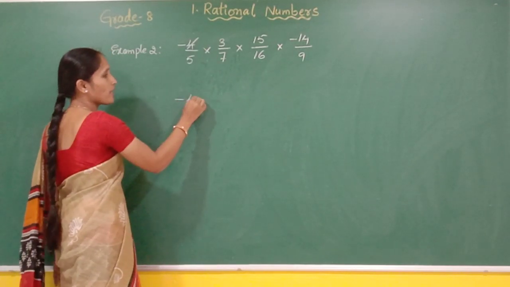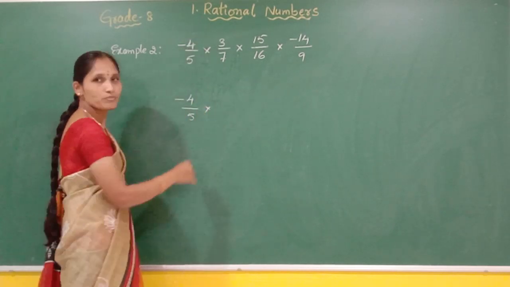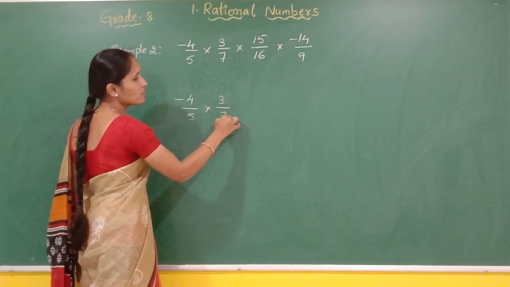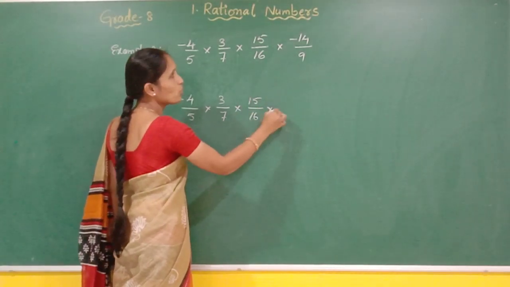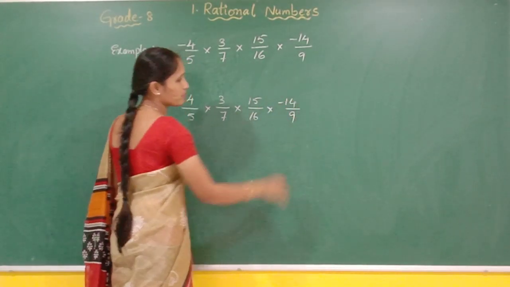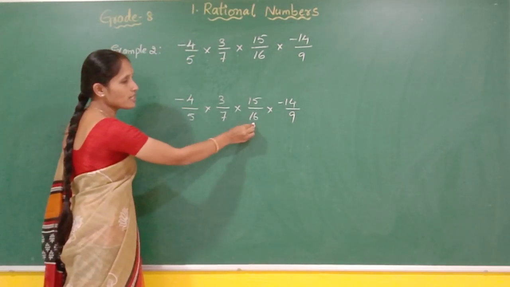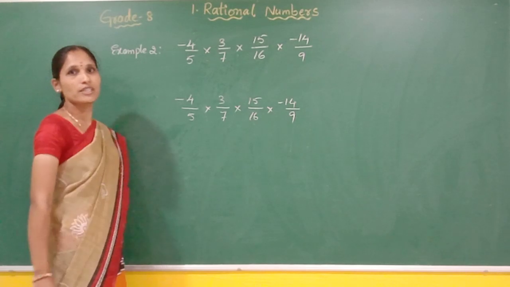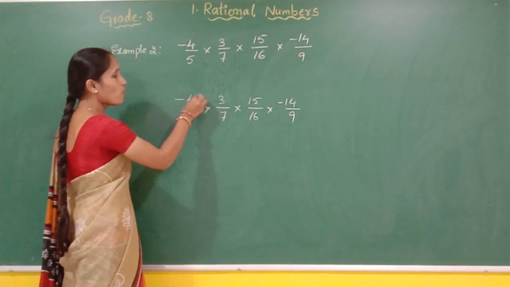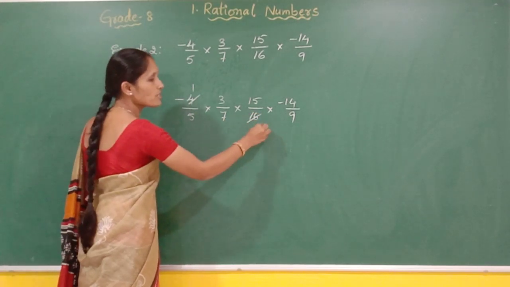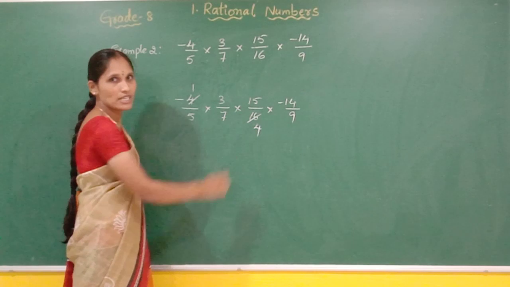Write the question here again: minus 4 by 5 into 3 by 7 into minus 15 by 16 into minus 14 by 9. The numerator 4 and the denominator 16 have the common factor 4. So these two numbers are cancelled by 4. 4 1s are 4, 4 4s are 16.